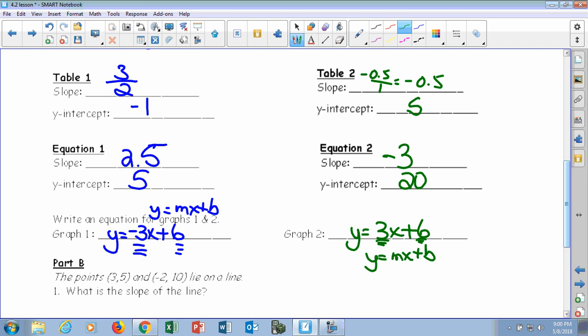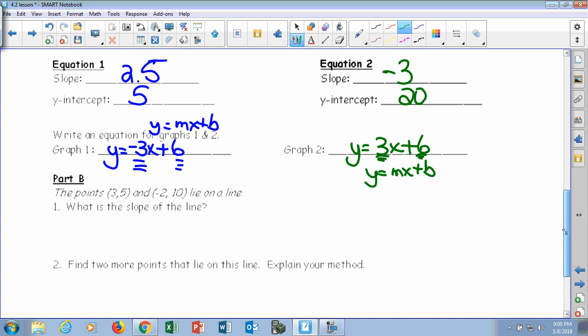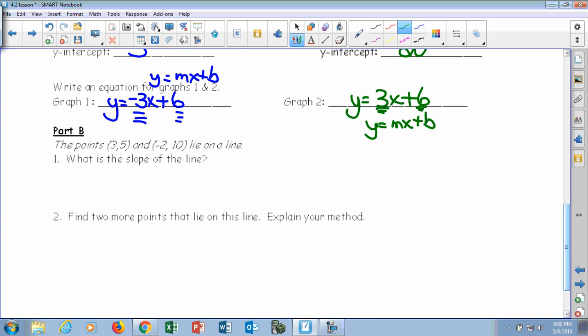Now we're going to go to part B. And what happens when they just give you 2 points on a line? So you have no visual whatsoever. You have no graph, you have no table, you have no equation. They just give you 2 points on the line. So instead of graphing it, there's a way that you can do this. I'm going to show you. So the points 3, 5 and negative 2, 10 lie on a line. What is the slope of the line?